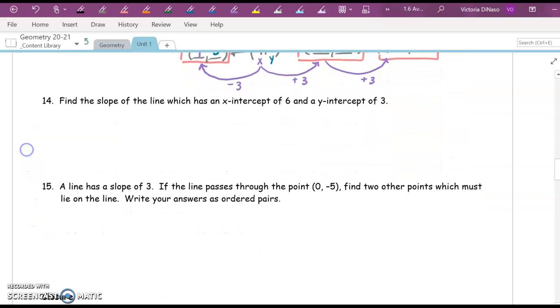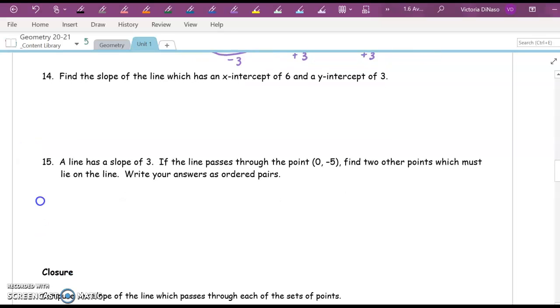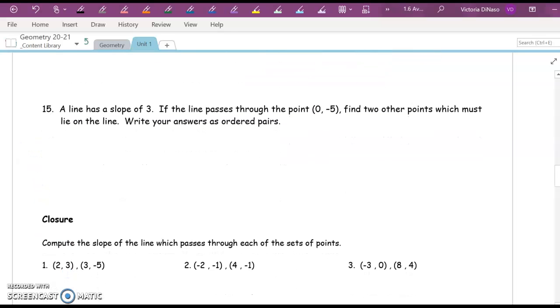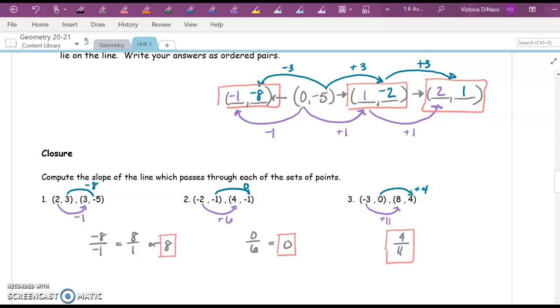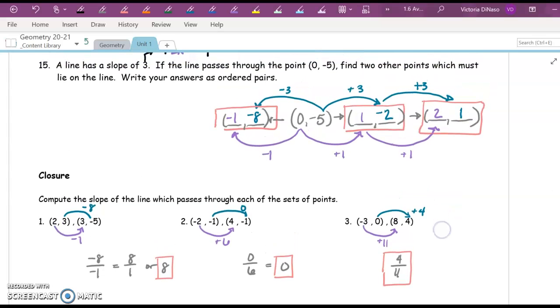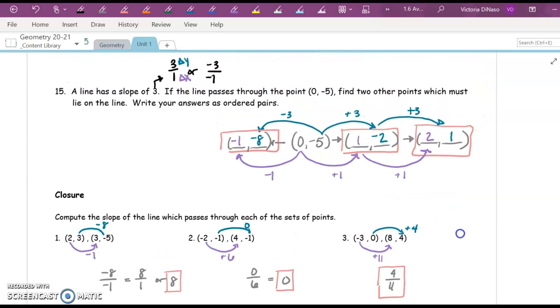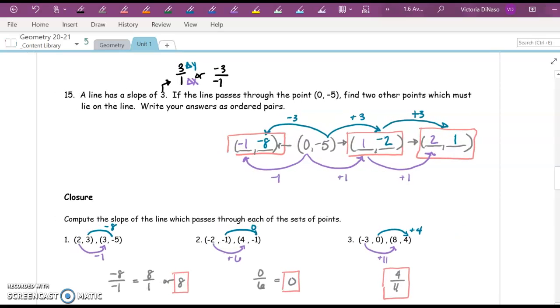You can skip number 14, but go ahead and work on numbers 15 and on the closure for today. For number 15, with a slope of 3, you can rewrite it as 3 over 1. So I went 3 to my y and then add 1 to my x. And we get these ordered pairs of negative 1, negative 8, 1, negative 2, and then 2, 1.